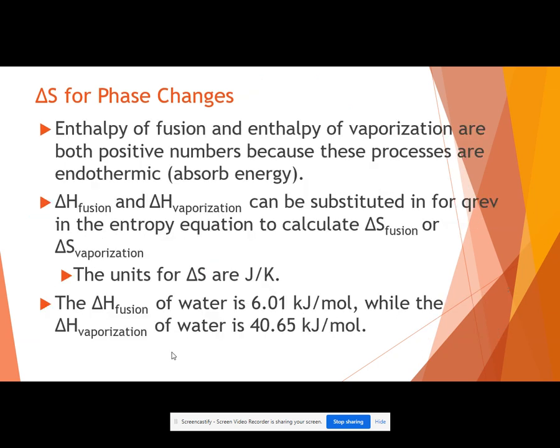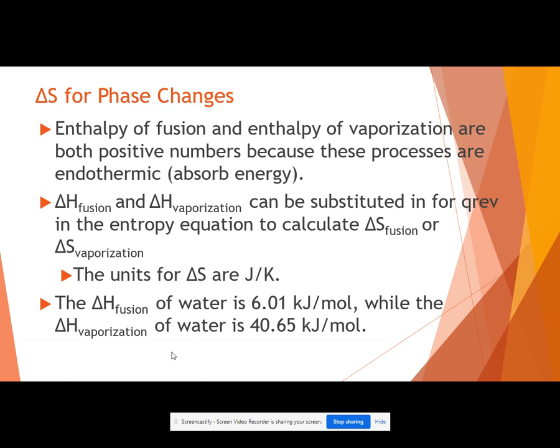So enthalpy of fusion and enthalpy of vaporization are both going to always be positive numbers. These processes, melting and turning into a gas, vaporizing, are endothermic processes. They absorb energy. They're going to have that positive value that we learned in the last chapter. The reason they are positive, where they're going to absorb energy, think about if something melts, it gets that energy from the atmosphere, ice melting.